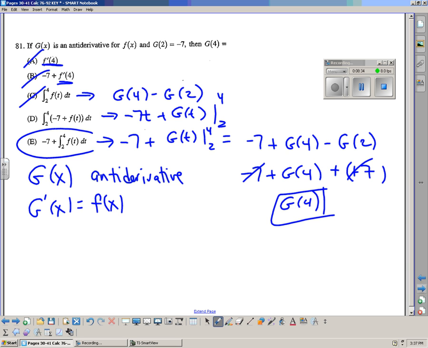Another way to look at this is think of f as velocity. Okay. So let's say f is in miles per hour or something.